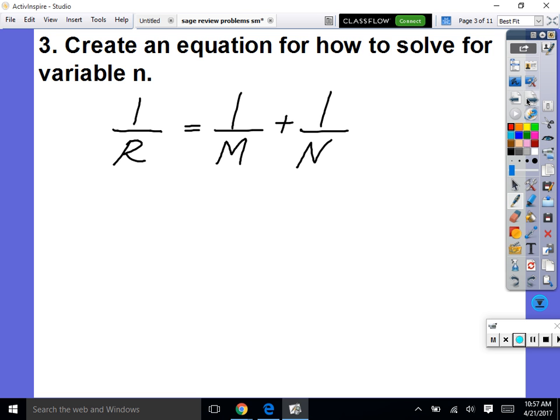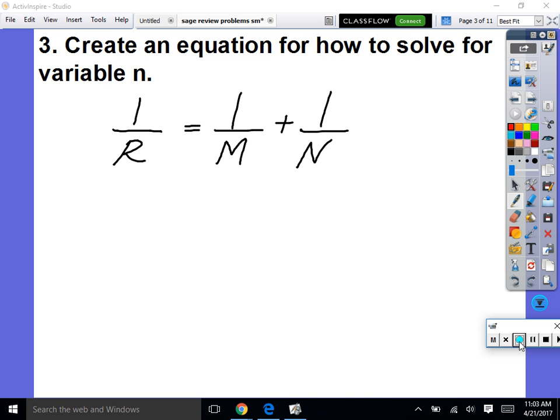Okay. Create an equation for how to solve for variable n. Use your algebra skills. Go. Get this one right. Yeah, basically. And so look and see if you did it differently. If your answer is the same as mine, there are many ways to get there.